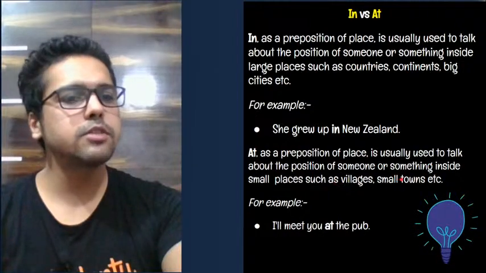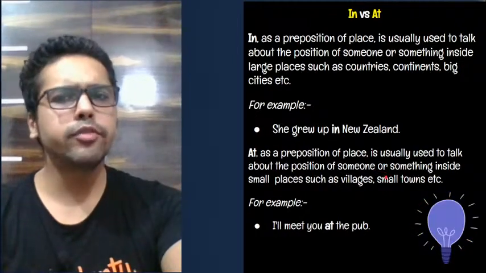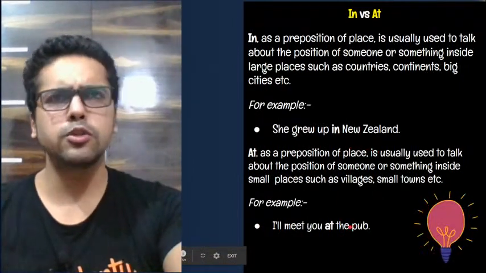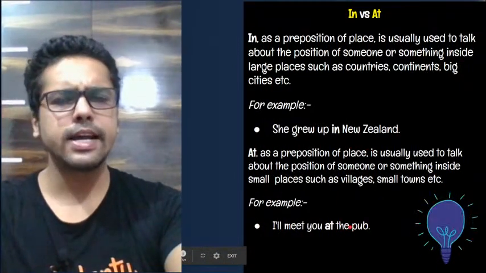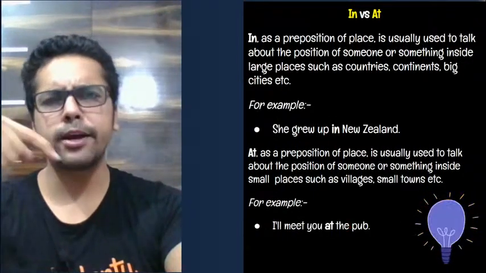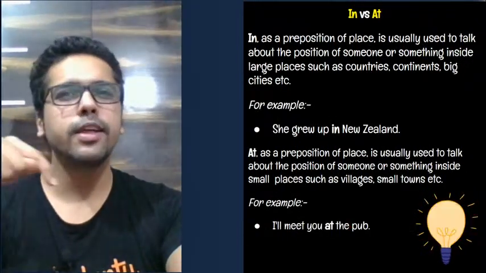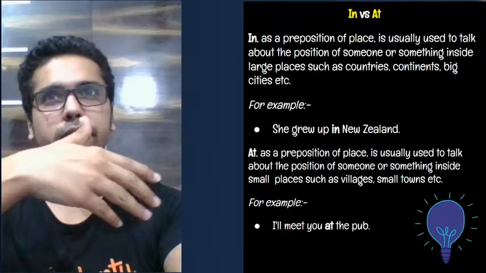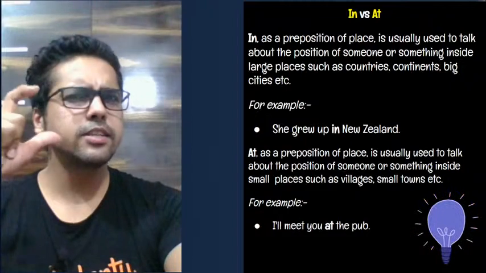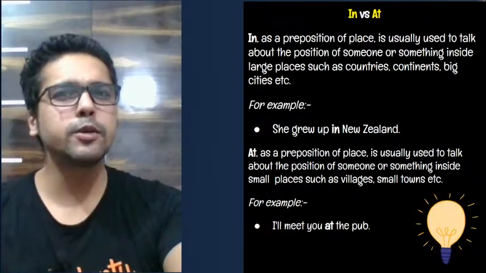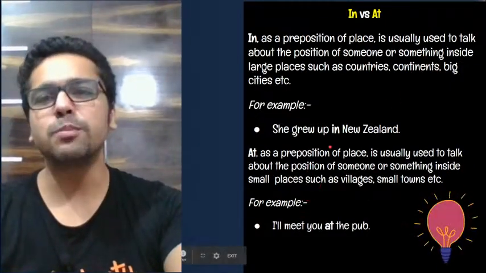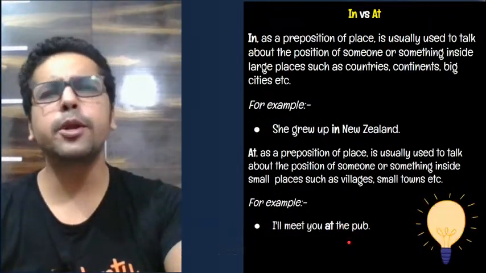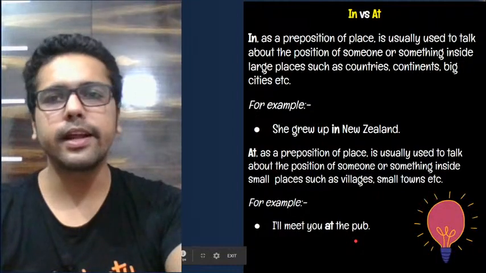When you're talking about places which are relatively smaller, even if it's your home, we always say I'm at home. We don't say I'm in home, right? Because you look at your home as a small place. You may have a big bungalow, but that's a different matter. From the space point of view, it is a tiny space as compared to a city or a continent. It's much smaller. So I'll meet you at the pub, or I'll meet you at my home, or I'll meet you at a cafe, or something like that.